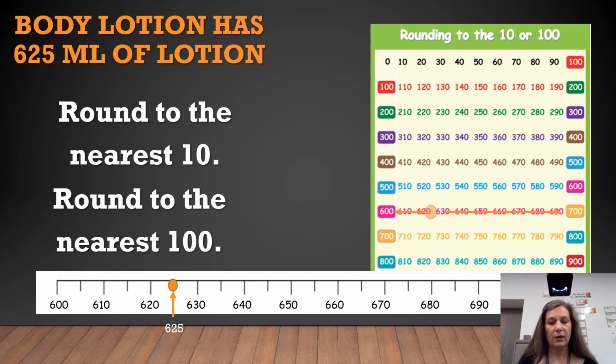Now we're going to look at rounding to the closest 100. So our number falls between 600 and 700. So again, we use our 50 mark to make a determination. Is it going to be past 50 in our tens place or less than 50? Well, if we look at our tens place, we notice that it is less than 50, which means that it's going to round to 600.